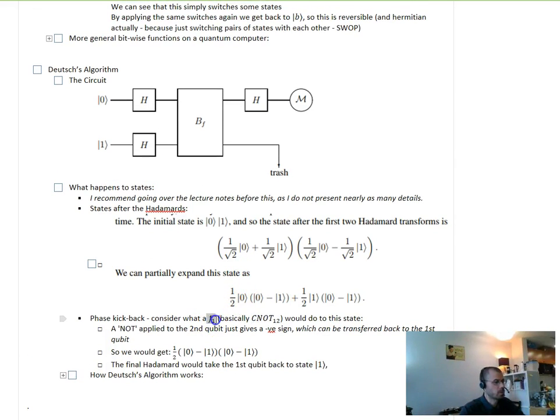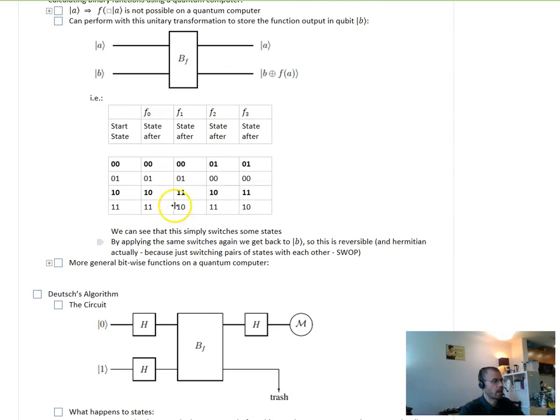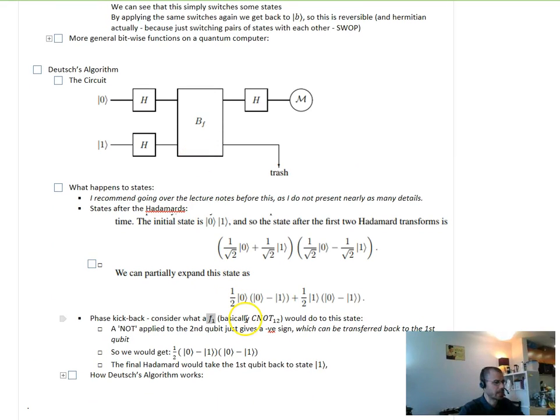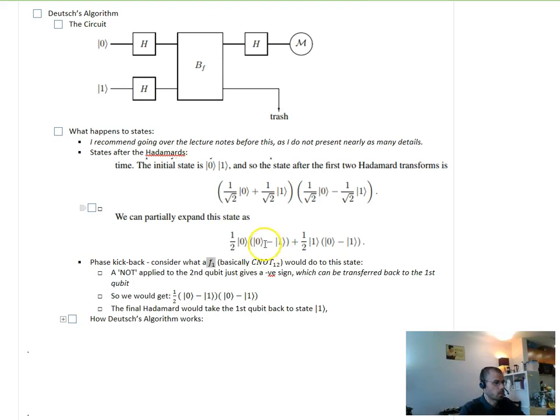Cool. So if we're working with function f1, f1 is just the identity. So that means if we're in state 1, we're going to flip state 2. If we're in state 0, we do nothing. Okay. So we're going to do nothing with this. With this one, we're going to change the 0 into 1. We're going to change the 1 into 0, which ultimately gives us a negative sign out front, right? Okay. So now we've got a negative sign out front here.